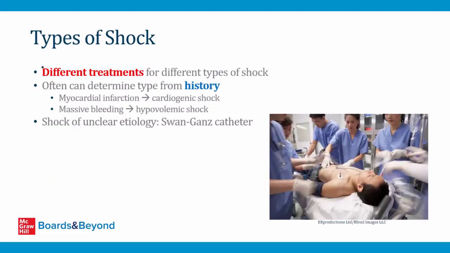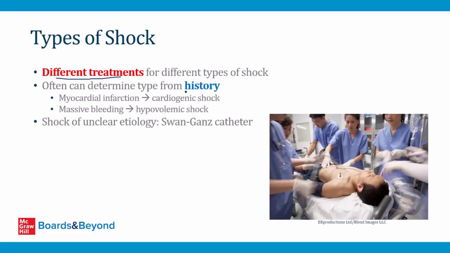When a person presents with low blood pressure and shock, it's important to figure out what type of shock they have. And that's because there are different treatments for the different types of shock. So a person with low intravascular volume who has shock could be treated with fluids, but a person who has cardiogenic shock needs to be treated differently because their problem is coming from the heart. So it matters what type of shock a patient has.